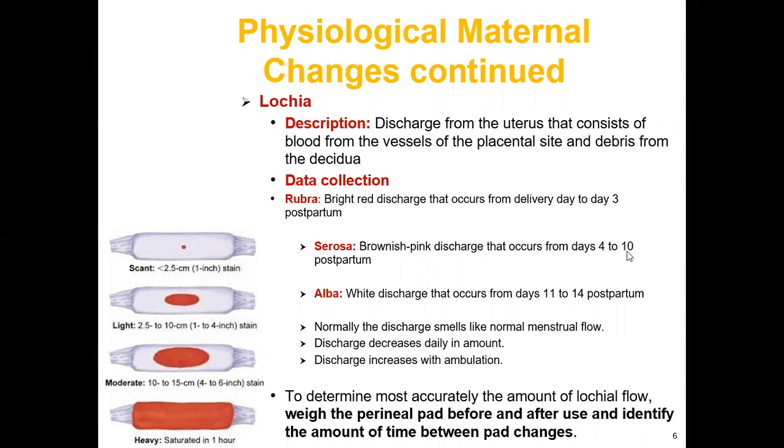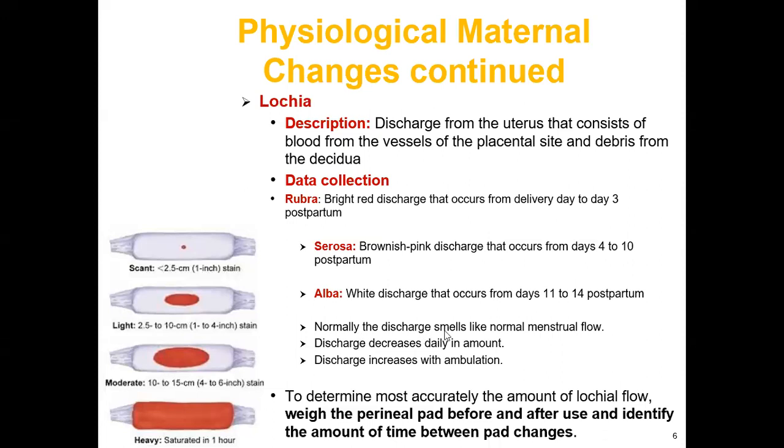Some books say day 5 to 7 postpartum. Serosa also has no odor. Alba is a white discharge. Some books say creamy yellow. It may be brownish, 1 to 3 weeks after postpartum. So 11 to 14 days postpartum, but some books write 1 to 3 weeks postpartum. Alba has no odor.